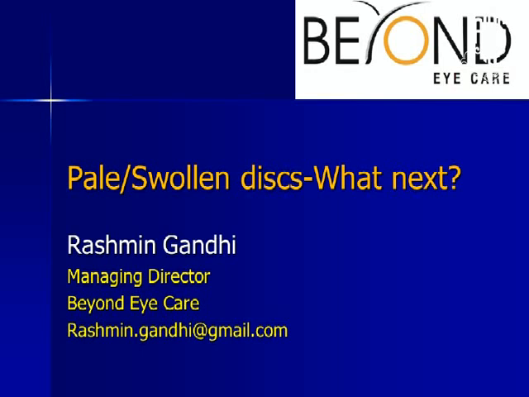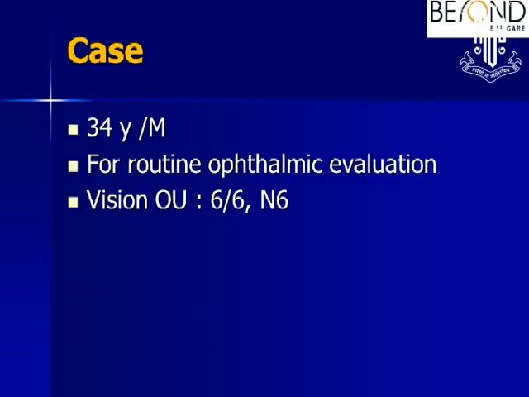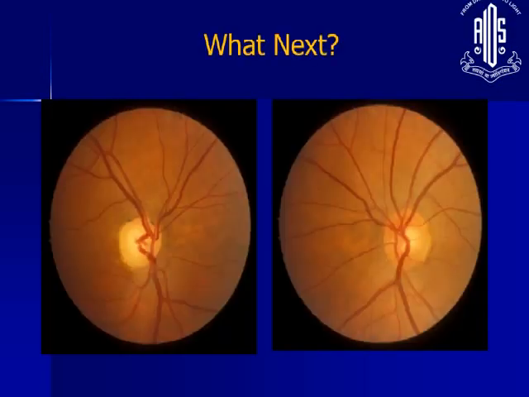We'll move focus a little bit to look at the different types of optic disc, especially the pale disc and a swollen disc, and what you would do next if you see any of these scenarios. Let me show you this patient, a 34-year-old male who has come to you for a routine ophthalmic examination. The Snellen's visual acuity is 6/6 in both eyes. And this is how his optic nerves look.